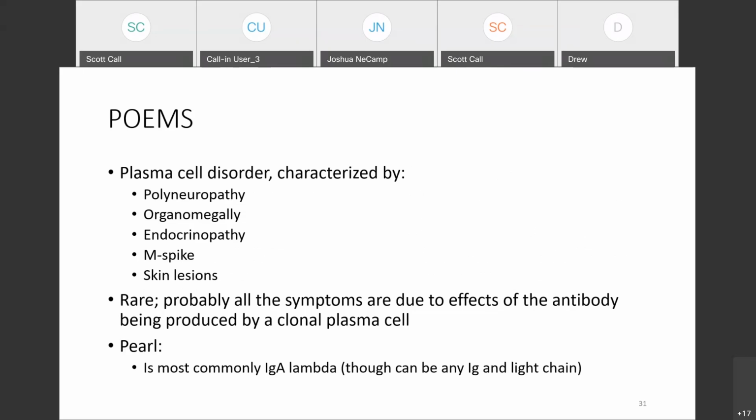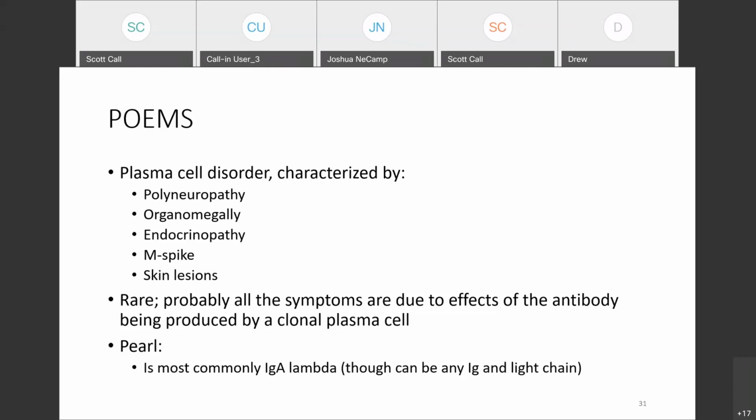But POEMS, again, is an acronym that each of the letters stands for something. P is polyneuropathy, O is organomegaly, E is endocrinopathy, M is an M spike or monoclonal protein, and S is skin lesions. So you can see any or all of these things in POEMS syndrome. Probably all of the symptoms, even though we don't maybe understand all of why these symptoms occur, are caused by the clonal plasma cell and the antibody it makes. Just as a pearl, POEMS syndrome can be any antibody, but most commonly it's IgA lambda. I think about 50% or more of cases of POEMS are IgA lambda.